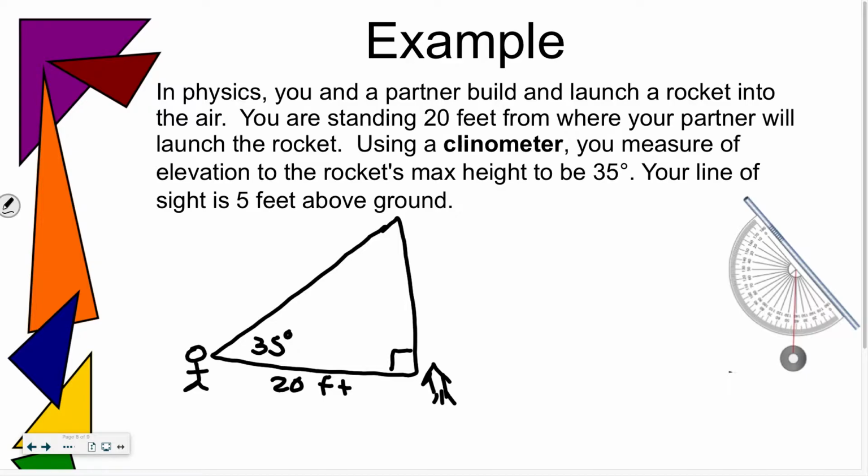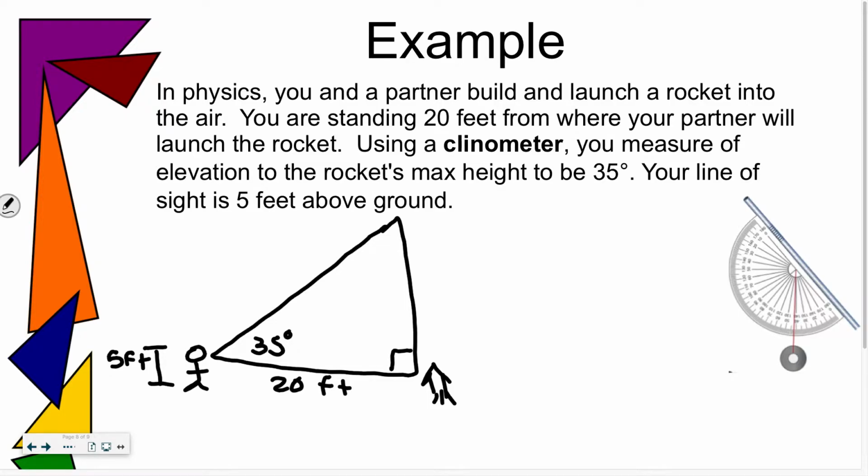The big question that groups are having is what to do with 5. We just add 5 onto our answer. My eye level is 5 feet above the ground. So I'm looking out horizontally. I'm actually not looking straight at the rocket. The rocket is just 20 feet away from me, right? I'm looking 5 feet above.